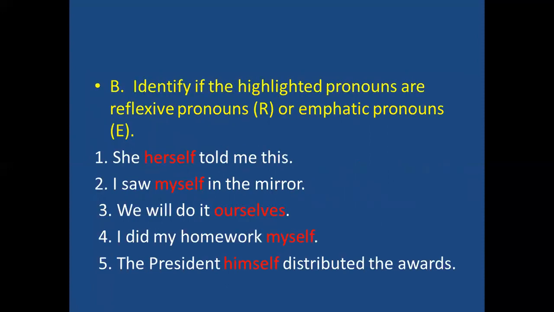Now, next kind of exercises. Identify whether the highlighted pronouns are reflexive pronouns or emphatic pronouns. First one, she herself told me this. In this, herself, what kind of pronoun? Is it emphatic or reflexive? It is an emphatic pronoun. She herself told. The stress is on she.